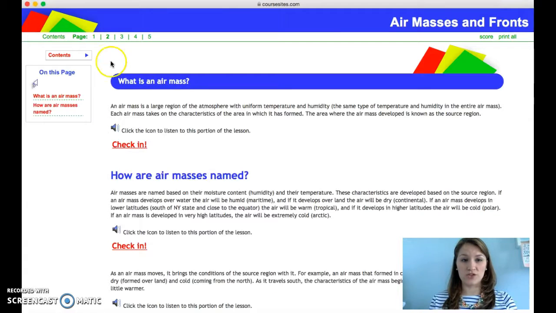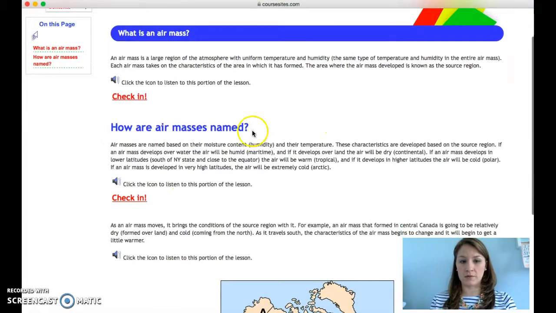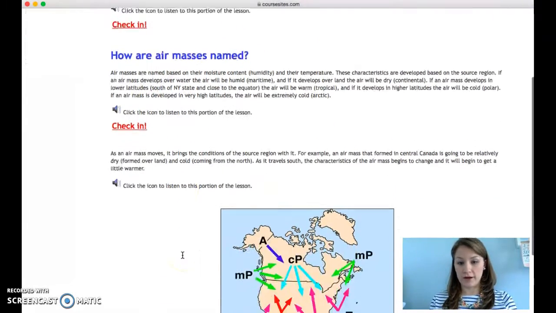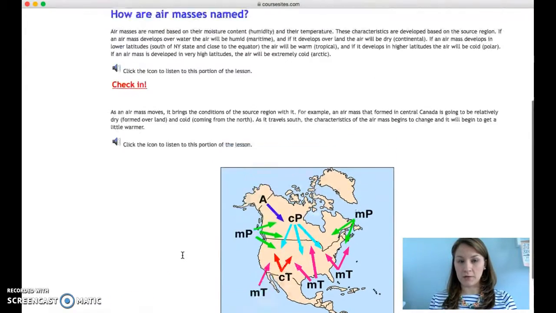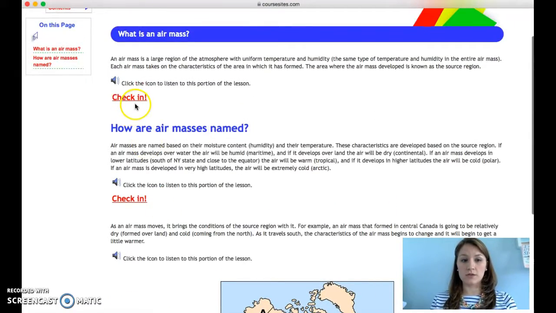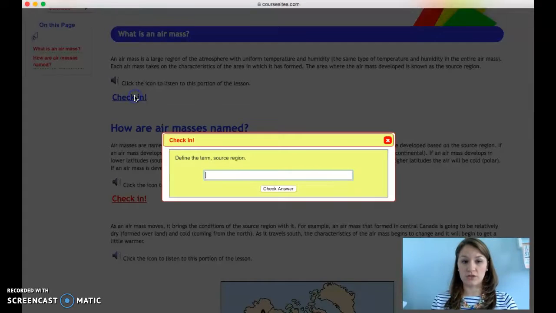If I go on to page 2, we'll see the first topic, which is what is an air mass. It includes a definition of an air mass. It continues then with how an air mass is named and breaks it down into 2 different paragraphs. I included a map of where air masses form, and I also included some check-ins after each section so students can check that they are understanding what the lesson is presenting.